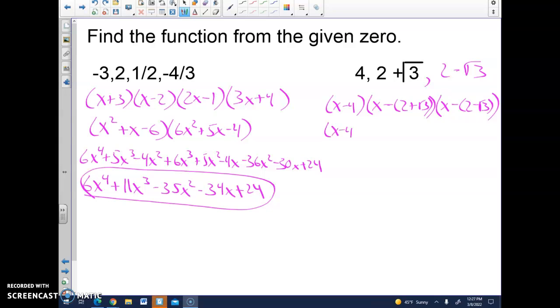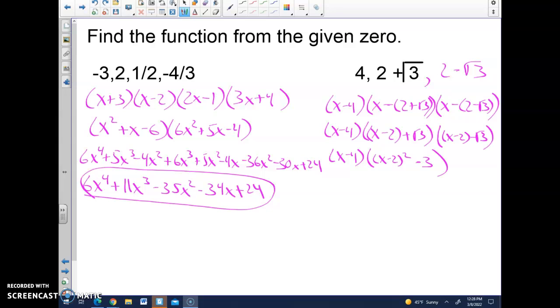So my first step is to move the parentheses. X minus 2 plus root 3, x minus 2 minus root 3. And what you do is you create a difference of two squares. X minus 2 times x minus 2 is x minus 2 squared. What works out nicely here is negative root 3 times x minus 2 plus root 3 times x minus 2 just cancels. And you're left with positive root 3 times negative root 3. When you have the same number under a radical, the radical disappears.